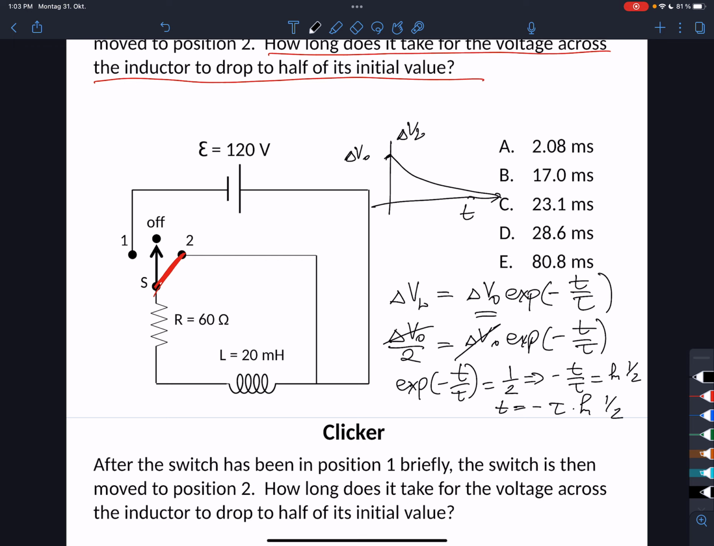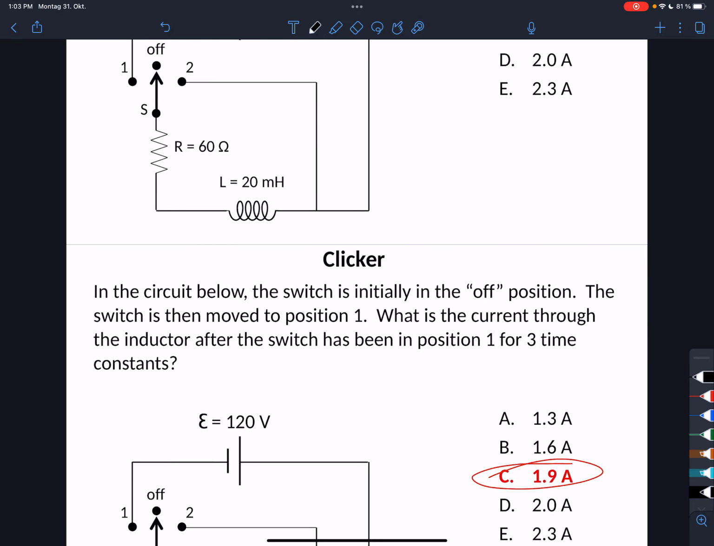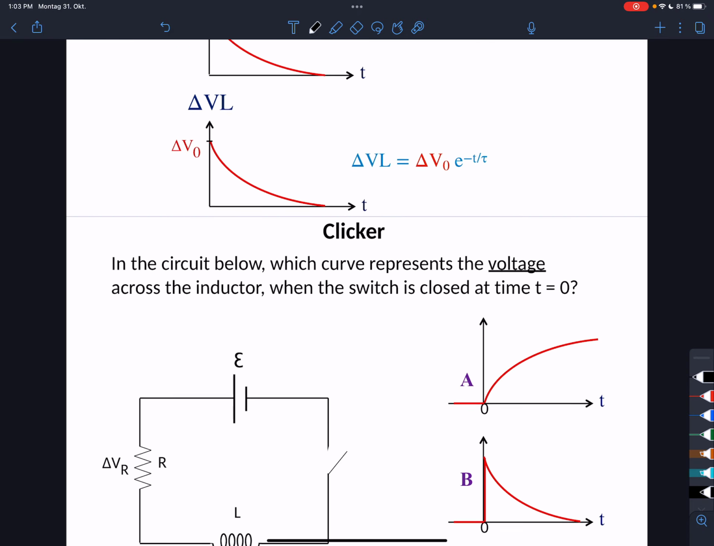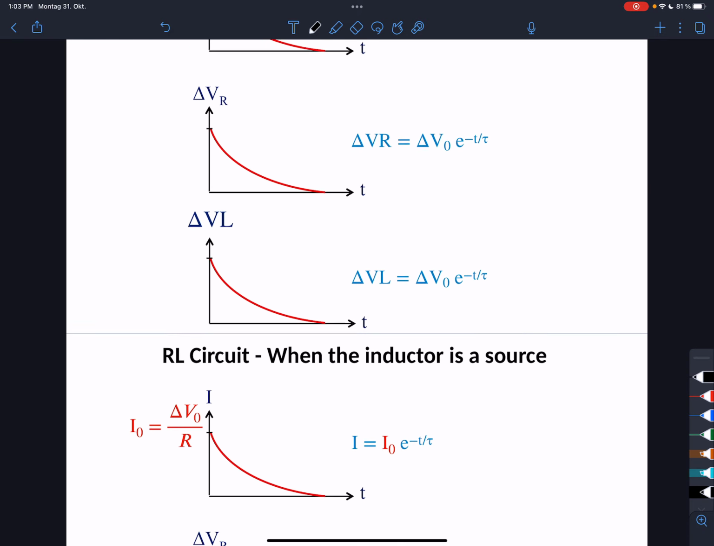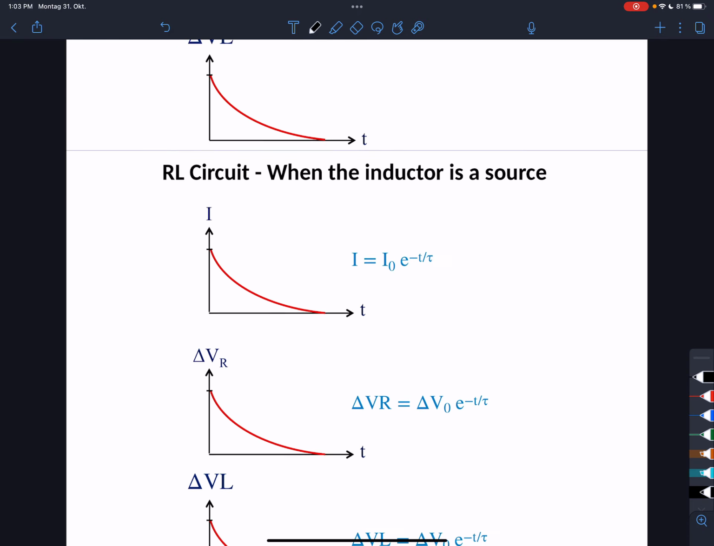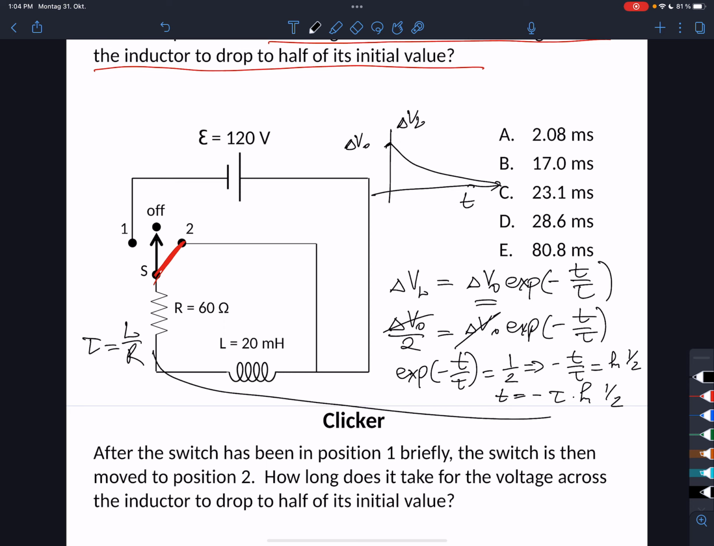Now I need to remember what tau is for an RL circuit, and we discussed this in class. Somewhere over here we had the equation for tau. Okay, we had it in the very beginning over here. It's L over R, right? We'll substitute this L over R for tau into the equation we just derived.